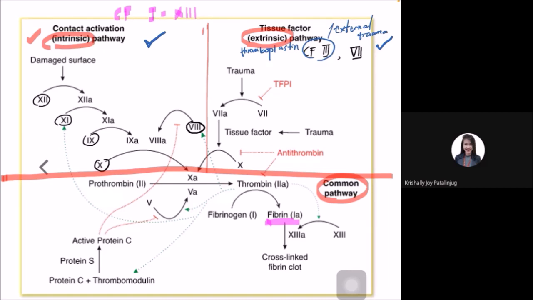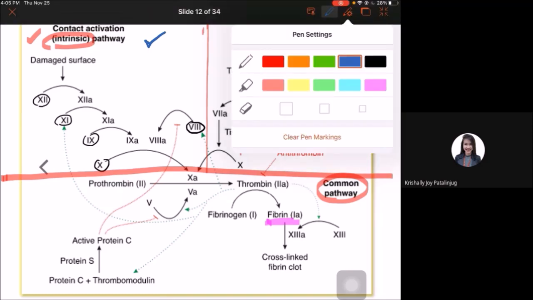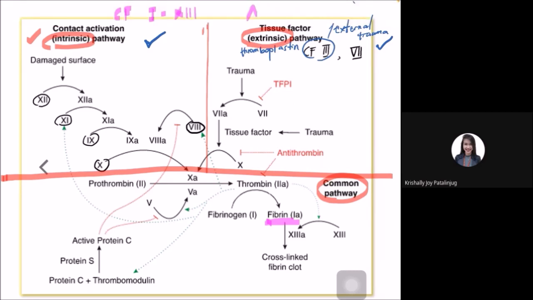Kapag naman intrinsic, apparently internal naman siya, no? Internal trauma. So at this juncture, i-discuss na natin kung ano ang nangyayari sa blood coagulation per pathway. So start sa extrinsic, kung ano yung nangyayari. Okay, so for extrinsic pathway, again ha, it is caused by external trauma. Example, nasamad ka.